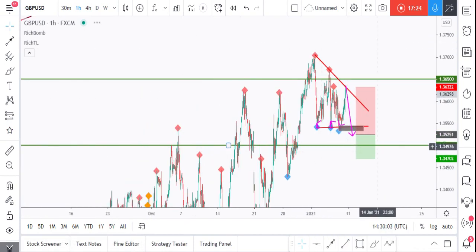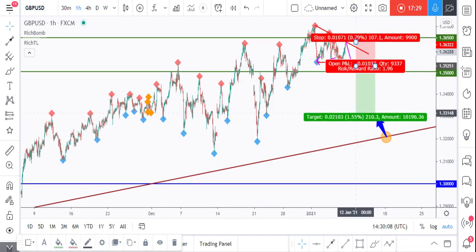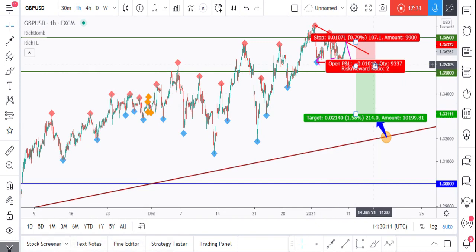Here we go. And let me put auto, and here we go. Okay, so that's it for the USD pairs.